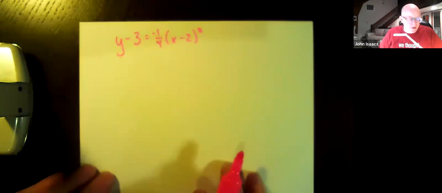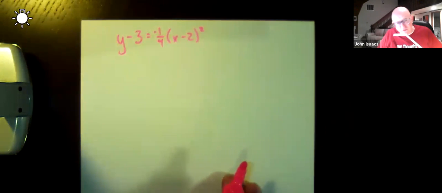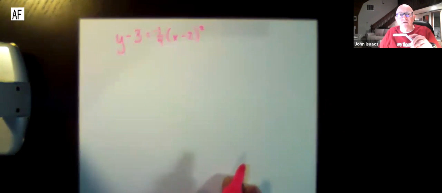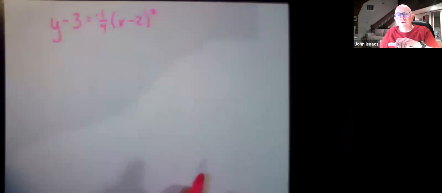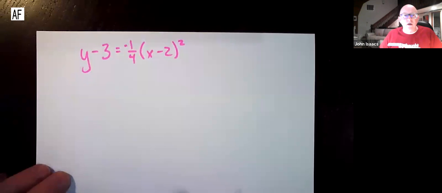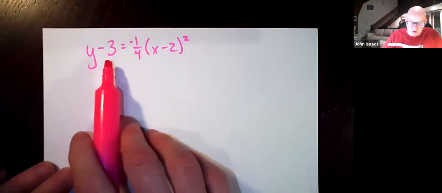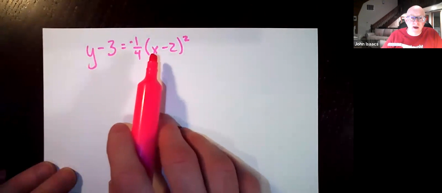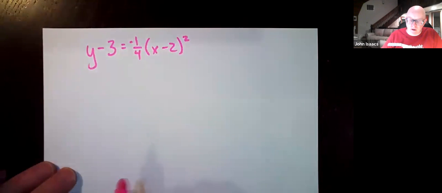So let me share with you the piece of paper that I'm going to work on, and show you the equation that we're going to graph. Let's see, here we go. And let's improve the lighting a little bit, maybe get this more in focus. Okay. So here we have y minus 3 equals negative 1/4 times (x minus 2) squared.